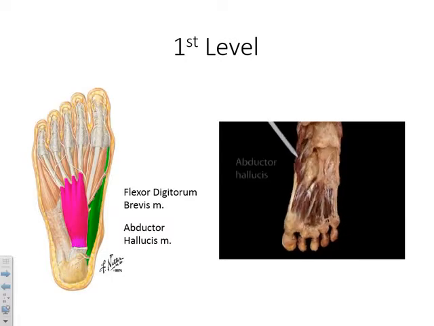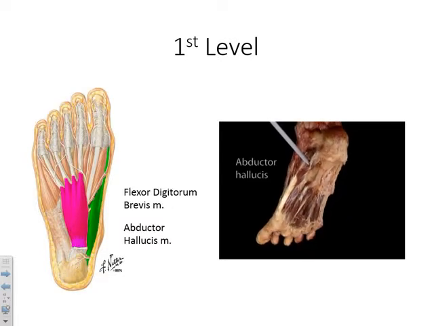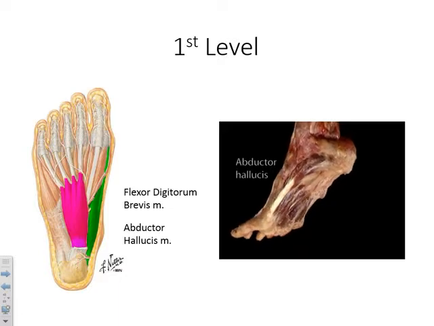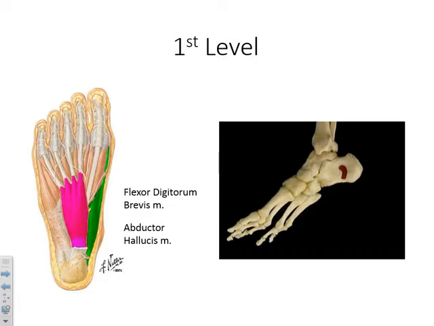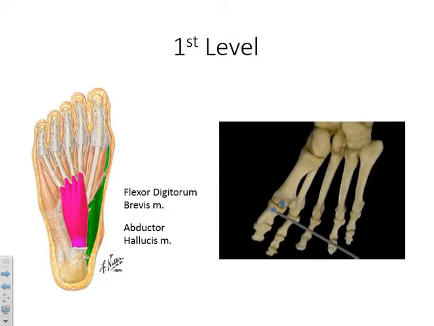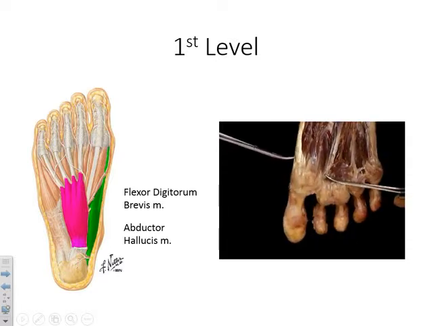Next, we see abductor hallucis. This is found in the medial compartment, originating off the medial part of the tuberosity. It inserts along the medial surface of the base of the proximal phalanx of the first digit. This, as the name implies, abducts and flexes the first digit.